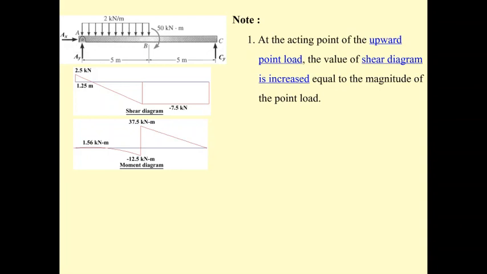Okay, let's make some important points. We can notice that when this force is upward for 2.5 kilonewton, we get the shear force up to 2.5. And when this one is minus 7.5, you get C sub y of 7.5 just up. So at the acting point of the upward point load, the value of the shear diagram is positive, or increases, equal to the magnitude of the point load. And also it's going to be the opposite. If it's downward, the value of shear force at that point is going to decrease, or go downward. Okay.